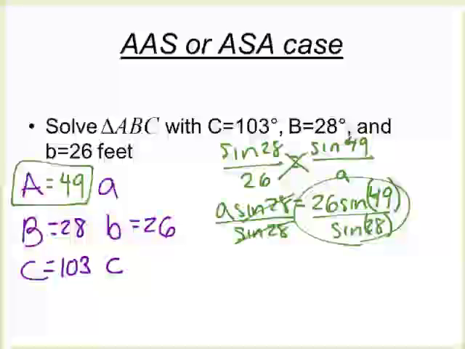What do we get when we do 26 sine 49 over sine 28? About 41.8.